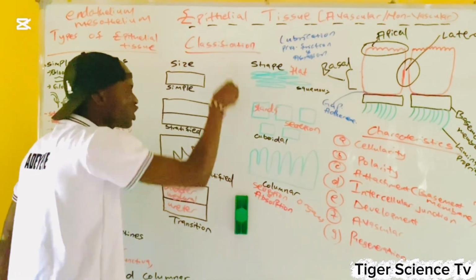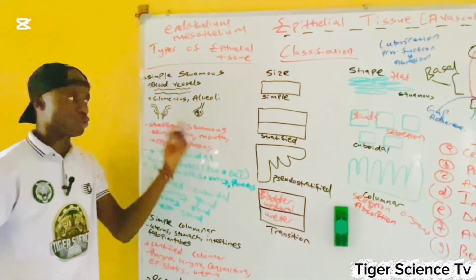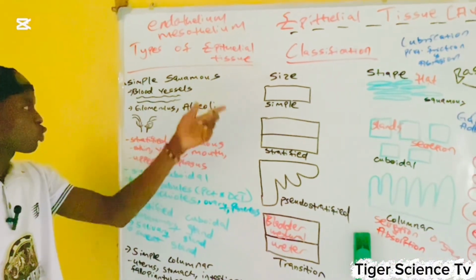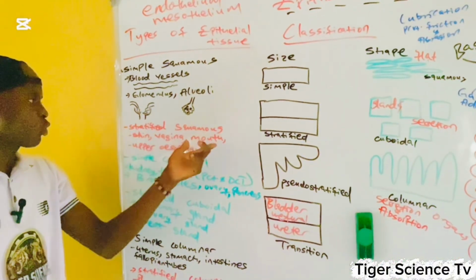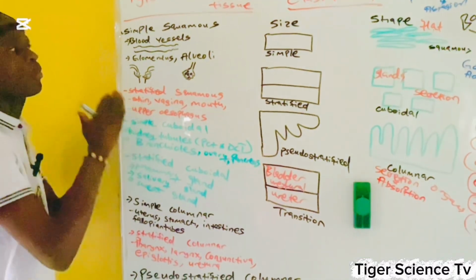So the classification of epithelial tissue leads to the types of epithelial tissue. Alright, so let's talk about the types of epithelial tissue. Don't forget the golden rule, size comes before the shape. So now when we add the type: simple squamous, stratified squamous, simple cuboidal, simple columnar, that is how we have it. The size is coming before the shape.